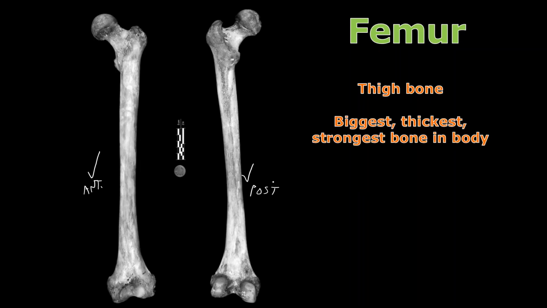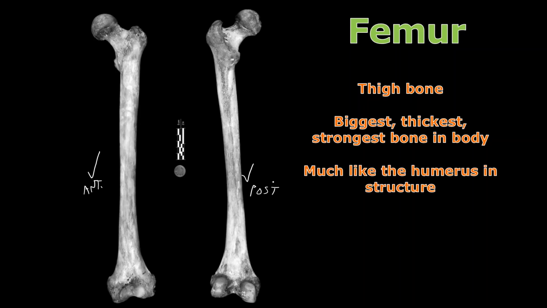It is the biggest, thickest, strongest bone in the body. It's hard to break a femur. If you work in an ER and you hear on the radio that someone is coming in with a femoral fracture, you know it's pretty bad, because that's a pretty tough bone to break. You've probably broken some other things as well.